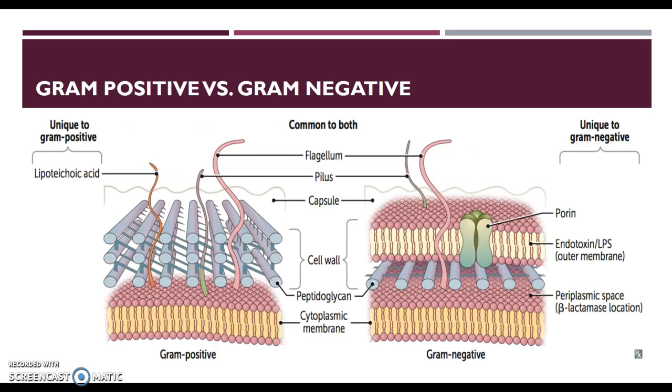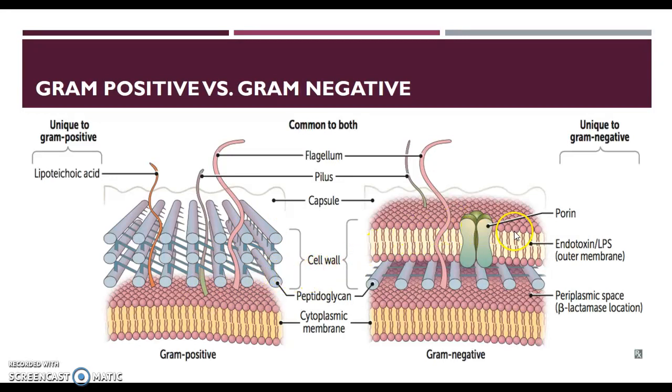There are some significant differences between gram-positive and gram-negative cell walls, as you can see here in the image. On the left, we have the gram-positive cell wall, and you can see that we have the cell membrane here, and then we have this very thick layer of peptidoglycan that composes the gram-positive cell wall. And then we have lipoteichoic acid molecules that integrate in between the peptidoglycan layer.